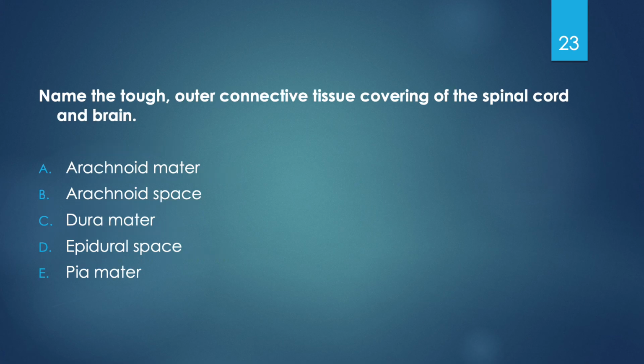Name the tough outer connective tissue covering of the spinal cord and brain. Is it A, arachnoid mater, B, arachnoid space, C, dura mater, D, epidural space, or E, pia mater? Well, we know it's one of the maters, right? Because we know we have 3 layers of coverings around the brain and the spinal cord. We have the pia mater, arachnoid mater, and dura mater. The dura mater is the most durable, hence the most tough. Again, it's a tough mother. So the answer here is C, dura mater.